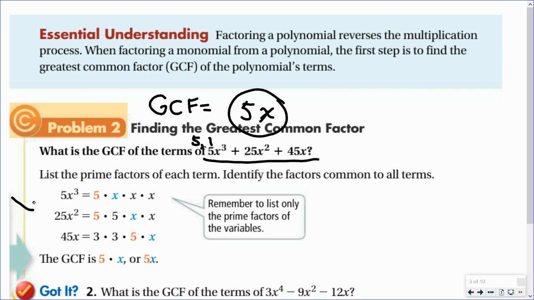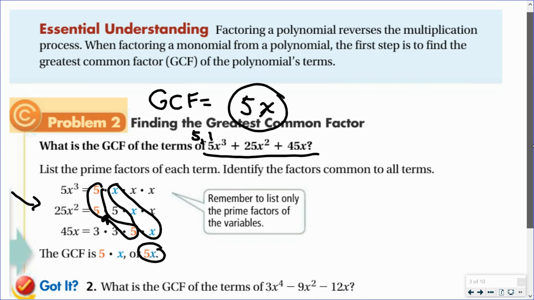Now here is another way of coming up with this: listing out each term and then figuring out the prime factorization of all of those. So 5x to the third is 5 times x times x times x. 25 is 5 times 5, x squared is x times x. 45 is 9 times 5, which is 3 times 3 times 5 times x. Notice all these 5s are in each one, and there's an x in each one. So that's why my greatest common factor is 5x.